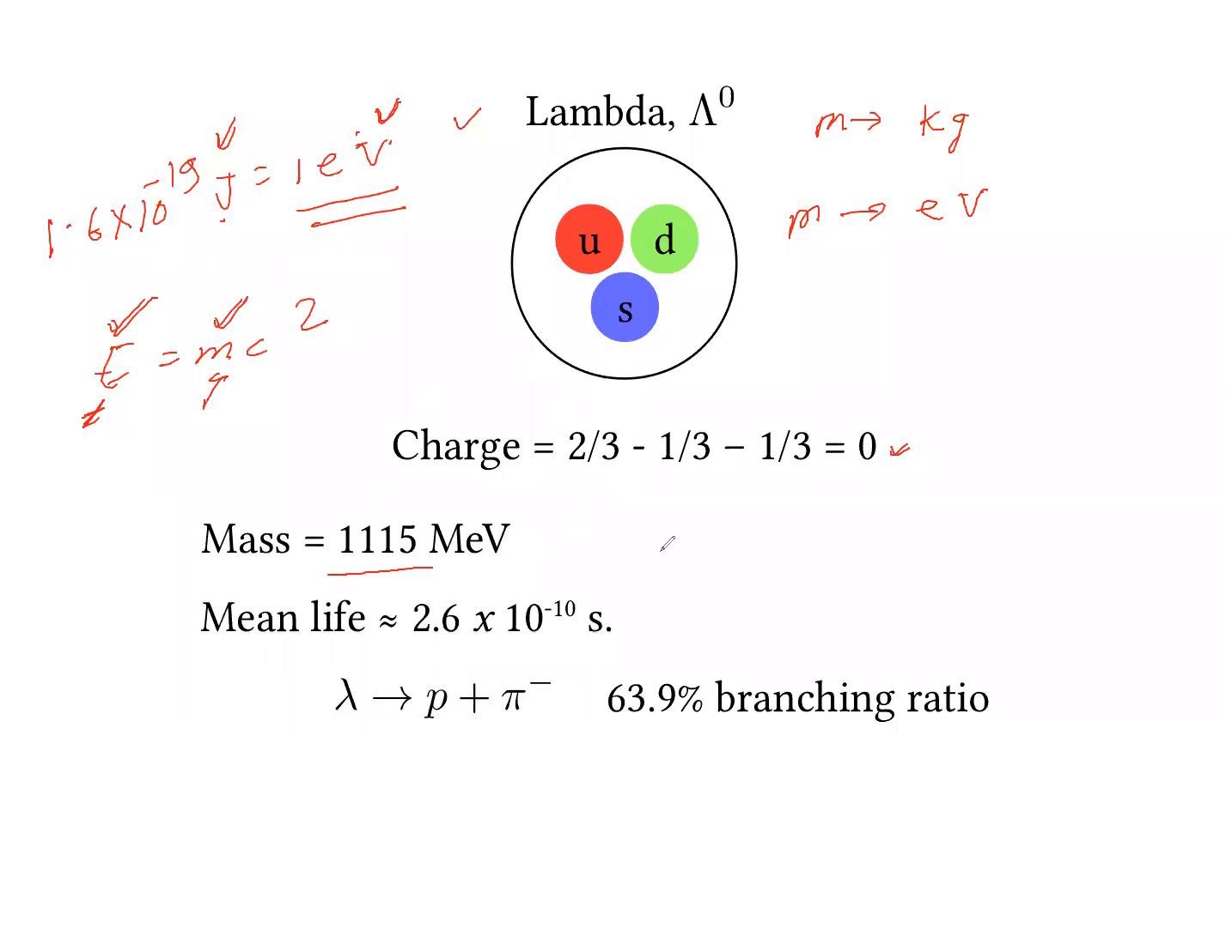For the electron, it is about 0.511 mega electron volts. That is the mass of the electron, approximately. So the lambda is very heavy compared to the electron. In particle physics, we can write the mass in kilograms, but very often we write the mass in electron volts, mega electron volts, or giga electron volts, GeV, because of the equivalence relation E equals mc squared.